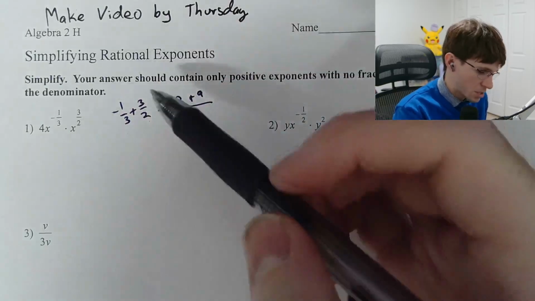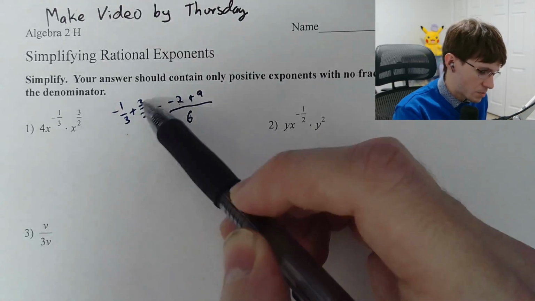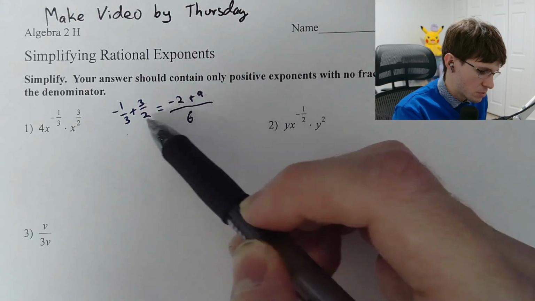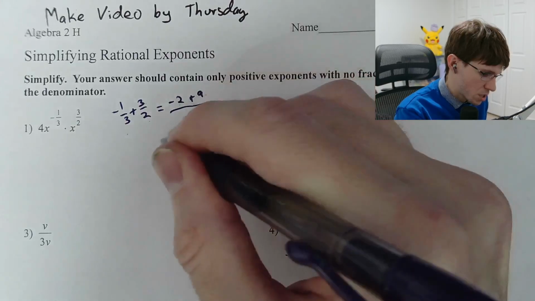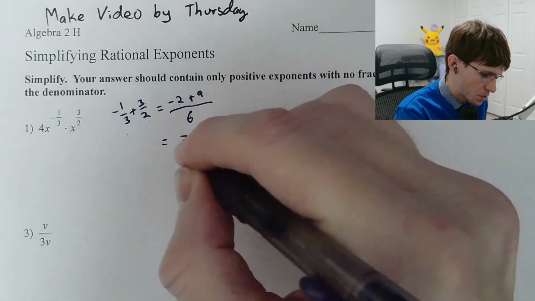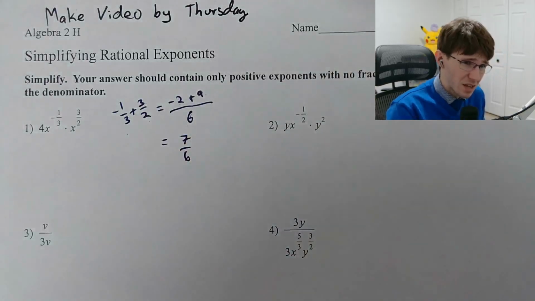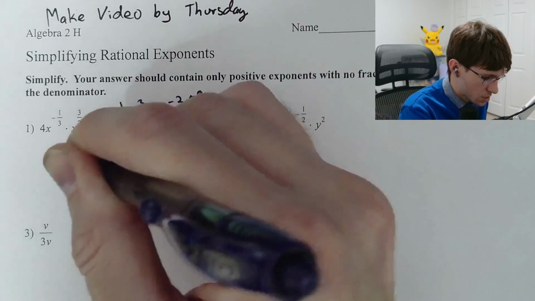I'll repeat that process. We multiplied the -1 times the 2 to get -2. We did the 3 times the 3 to get 9. We did a plus in between because we're adding the two things, and we are dividing by the 3 times 2. This right here is our added. -2 plus 9 is 7 over 6. And that's basically our final answer. We have added the exponents correctly. Don't forget the 4 is still there: 4x to the 7 over 6.